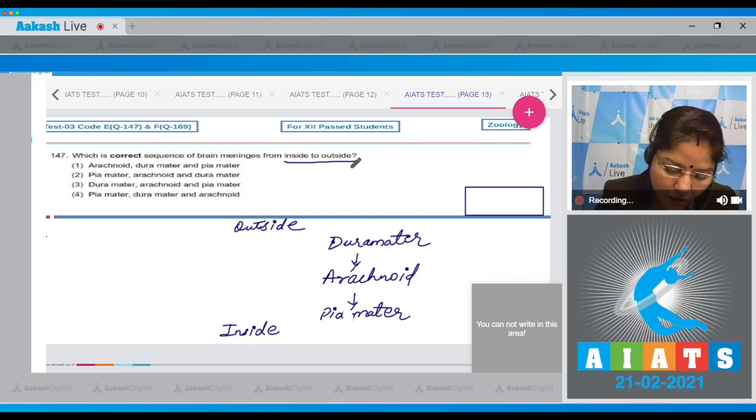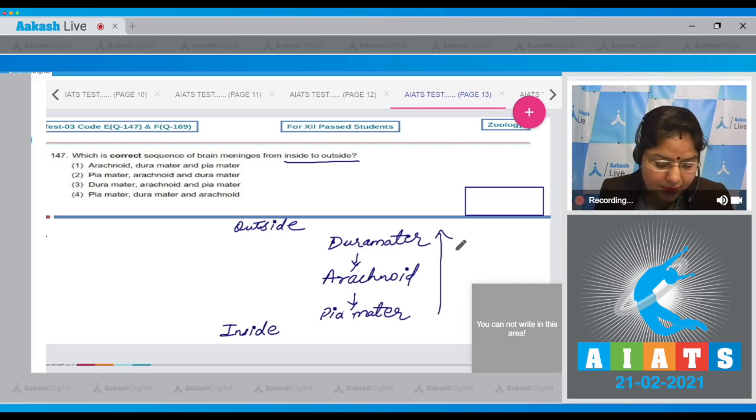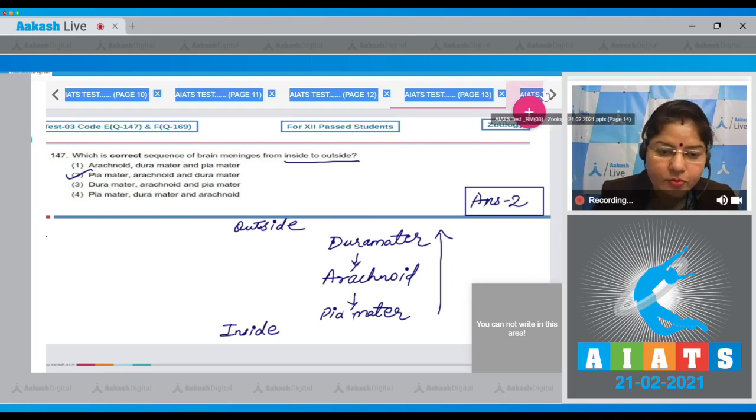As we have to select the option which shows arrangement from inside to outside, this is given in option number 2. So the correct answer to this question is option number 2. Let's move on to the next question.